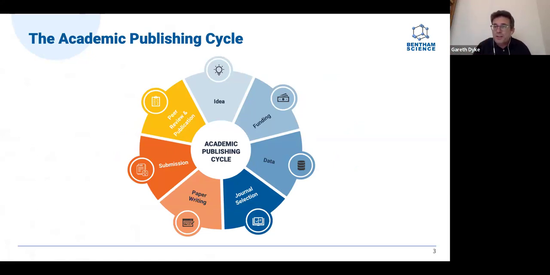We've all got articles, we've all got papers, we've all got pieces of work at different stages of this academic publishing cycle, or hamster wheel, as I like to call it. So have a think about where you are with your particular piece of work. Maybe you've got several pieces of work at different stages of this academic cycle.